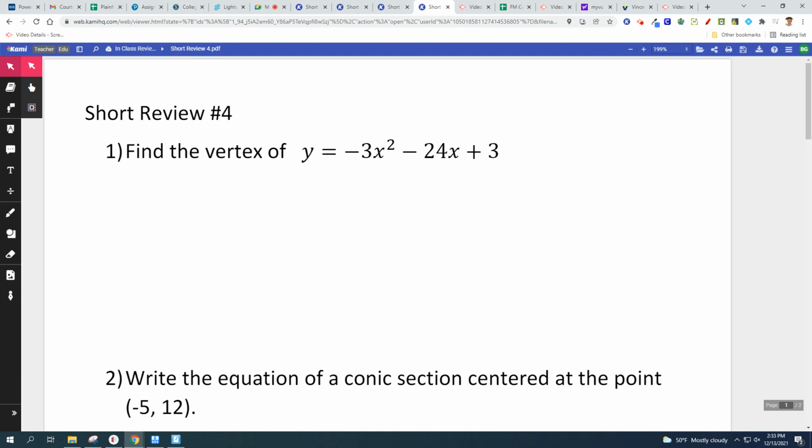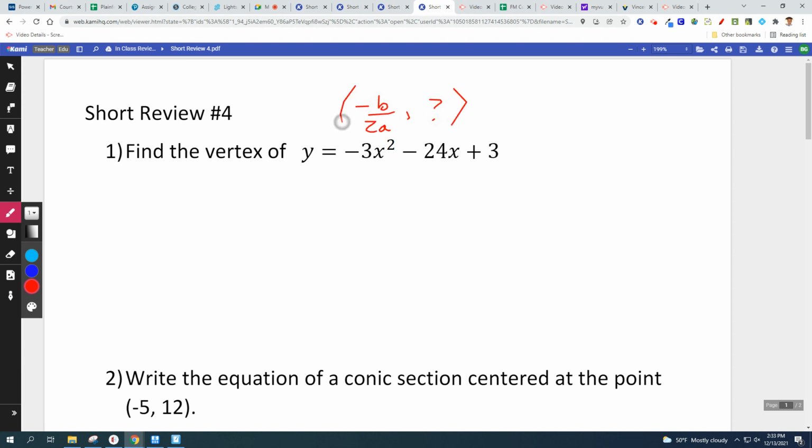Let's find the vertex. To find the vertex, you need a formula, and that formula looks like negative b over 2a, comma, something. Essentially, I'm going to plug in negative b and a, find those numbers, and then plug that into my equation. I say negative, but I should say the opposite.